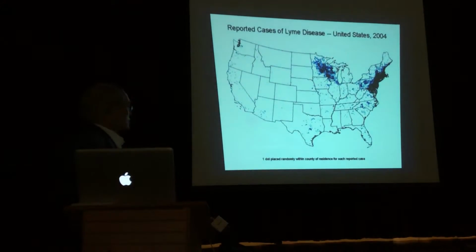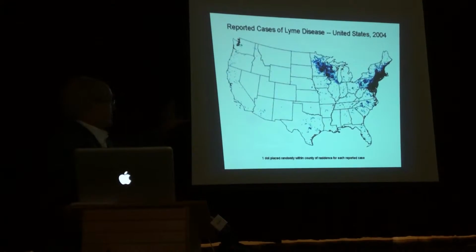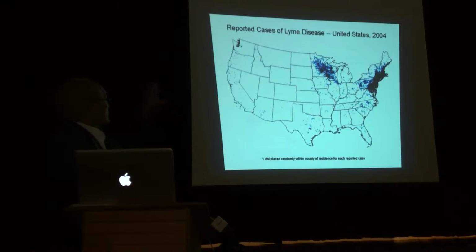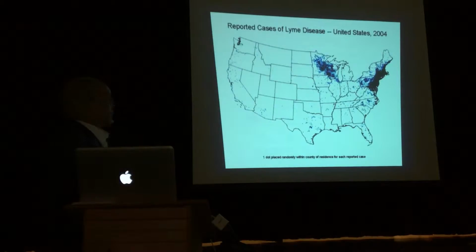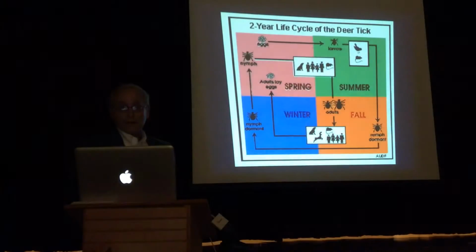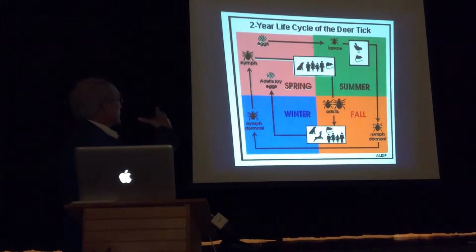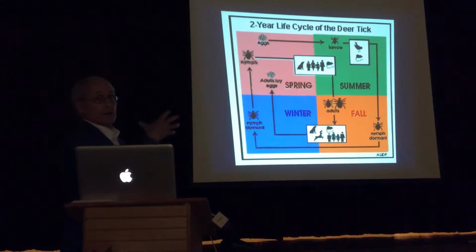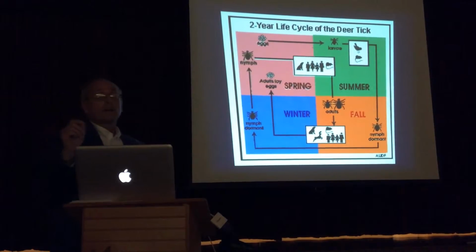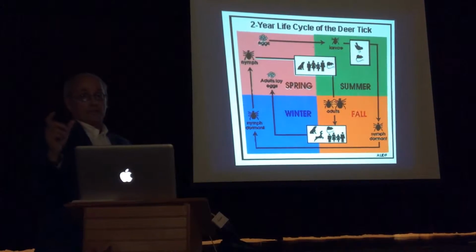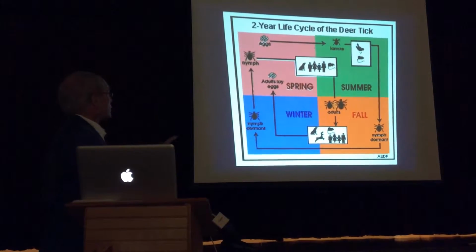This is basically an older slide, but it shows the distribution, heavy in the Northeast and Midwest. California is much more than that now. And this is the 2-year cycle of a tick. First, the eggs go to a larva, and then you have a nymph, which is very small and is an avaricious feeder, and then it goes into the adult.